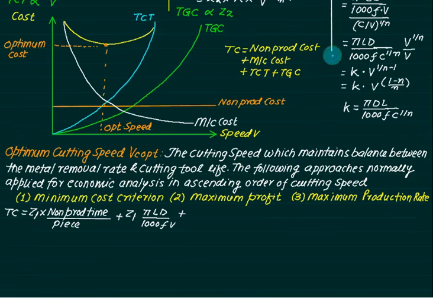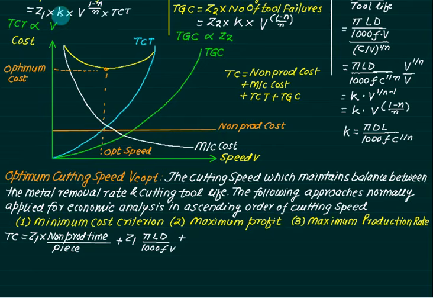Then we have the tool change cost. So tool change cost is Z1 multiplied by K multiplied by V to the power 1 by N, V to the power 1 minus N upon N, that is K times, that is Z2 multiplied by K. Remember K is a constant, pi DL by 1000 F into C to the power 1 by N.